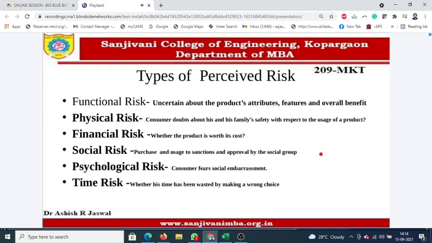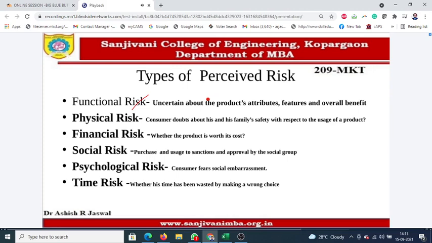So dear students, let us now try to understand the different types of perceived risk. If you look on the slide, there are 6 different types. Let us look into them one by one with the help of examples. The first risk is called functional risk. What is functional risk? This refers to a risk which a consumer perceives when he is uncertain about the product attributes, features and overall benefit.